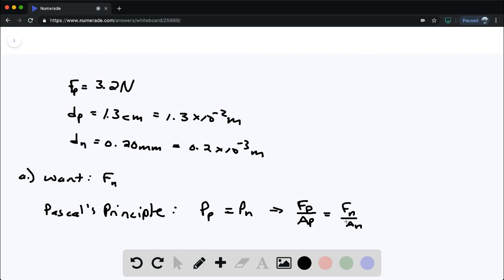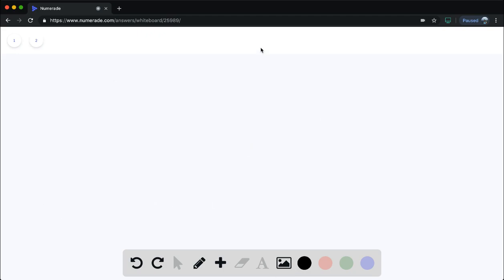And we can rearrange this as an equation for the force in the needle, which is what we're trying to calculate. So just multiplying both sides by the area of the needle. And this is like a cross-sectional area through essentially a round tube. So we know that the area is the area of a circle. That's pi, and we are not given the radius, we are given the diameter. So the radius is the diameter over 2.